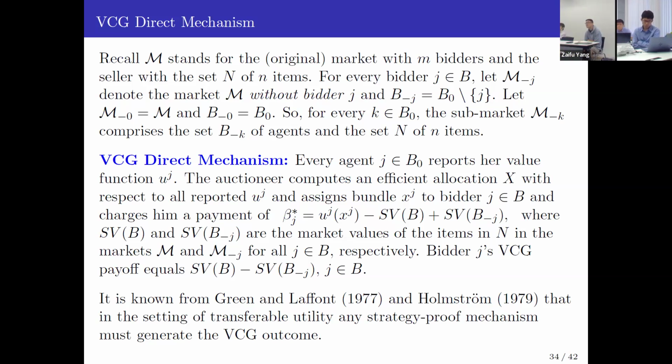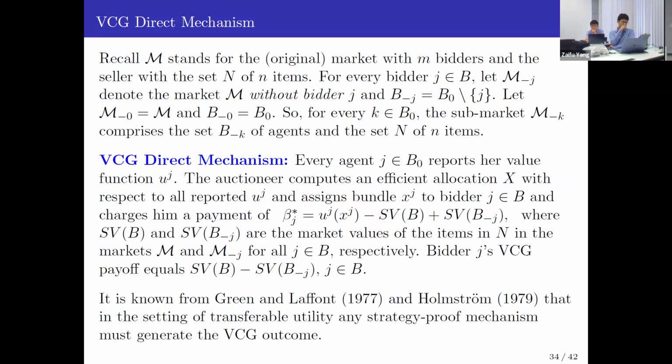Okay. So here, we still have to generate the VCG outcome. Basically, we already know from Green, Laffont, and Holmström that in models with transferable utility, any strategy-proof mechanism must generate the VCG outcome. So this we cannot avoid. And the good news is that we can reach this outcome through dynamic auction design.